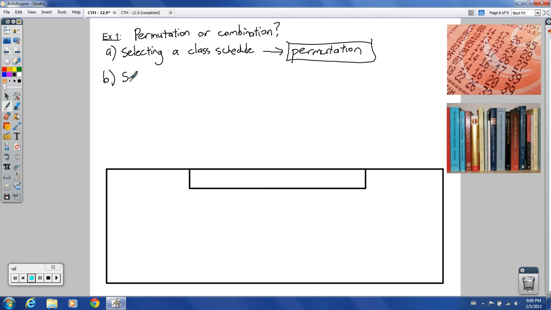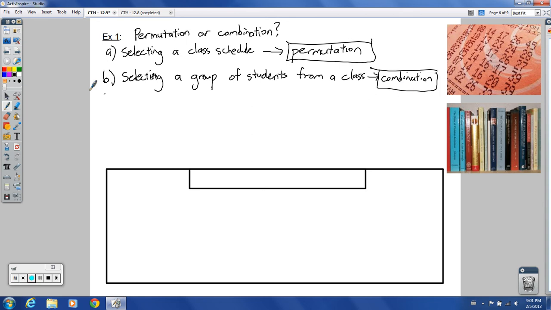How about this? Selecting. Just trust me on that one. Selecting a group of students from a class. Permutation or combination? So if you're selecting a group of students, you could pick 3 kids. It doesn't matter what order you put them in, it's still the same group. So order does not make a difference. If you're just selecting a group of people or a group of students from a class, or a group of people from a larger group of people, this would be a combination. Order does not matter.